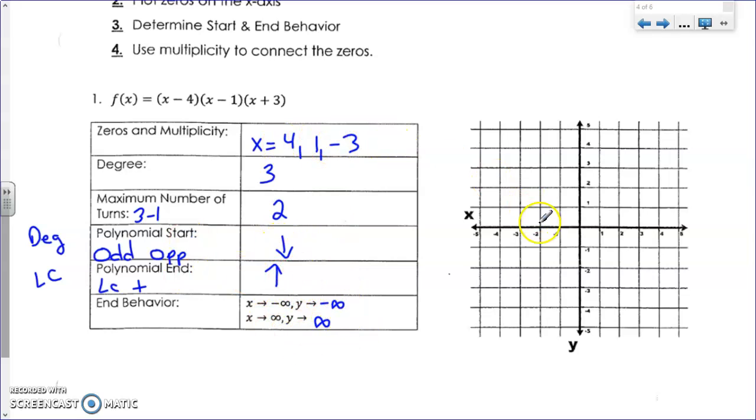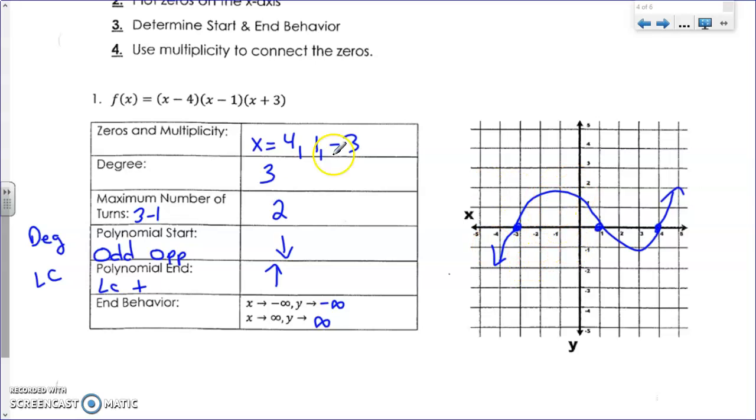All right, we're going to plot our zeros here, 4, 1, and negative 3. There's no bounces or wiggles. They're all cuts because they're multiplicity of 1. It's going to start down. It's going to end up. So then we're just going to kind of connect the dots and do that.